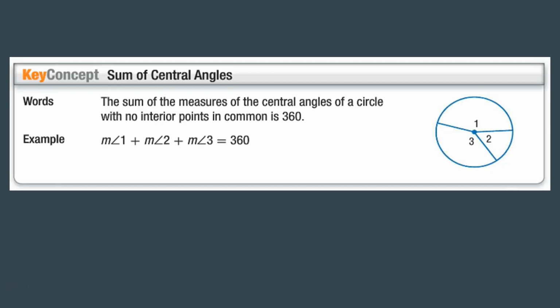Alright, so sum of central angles. The sum of the measures of central angles of a circle with no interior points in common is 360 degrees. What we're saying here is the measure of angle 1 plus the measure of angle 2 plus the measure of angle 3 is all going to equal 360 degrees. Just remember, all circles equal 360 degrees, so that's the same with their angle measurements.